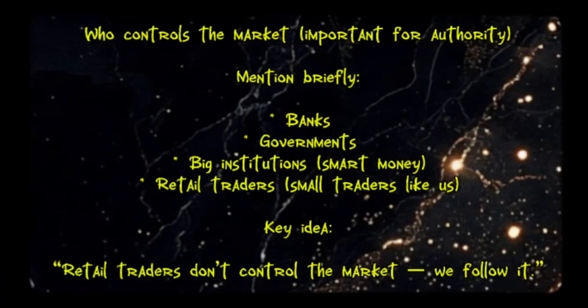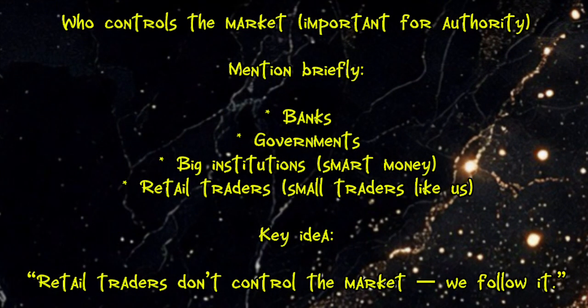So moving forward, we want to know who controls the market, which is very important. We need to know that the banks control the market, the governments control the market, big institutions, which we all know as smart money, and retail traders, which are small traders like us. Key idea, which I would like us to know: retail traders don't control the market. We follow.